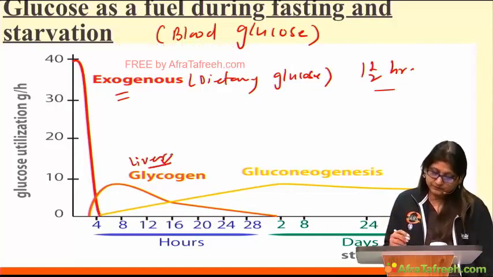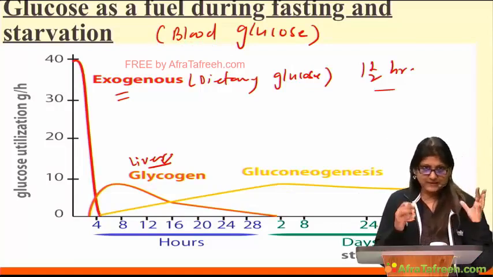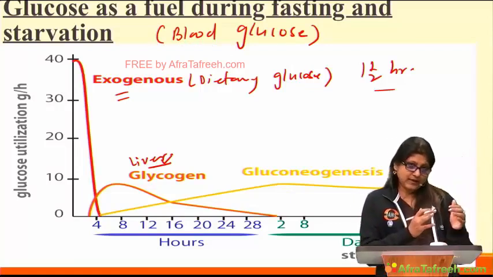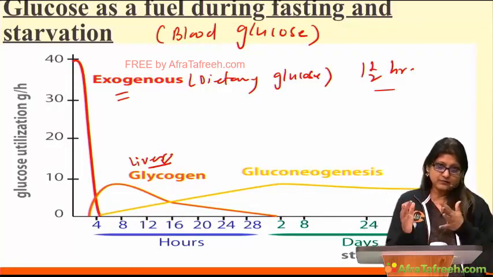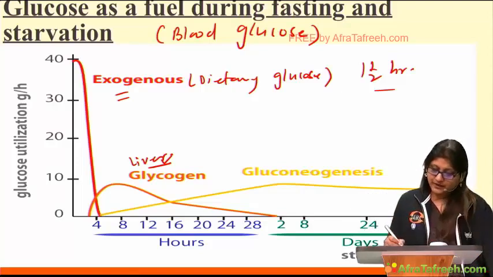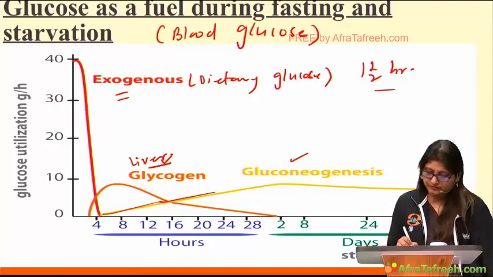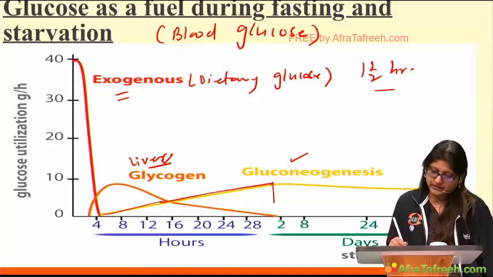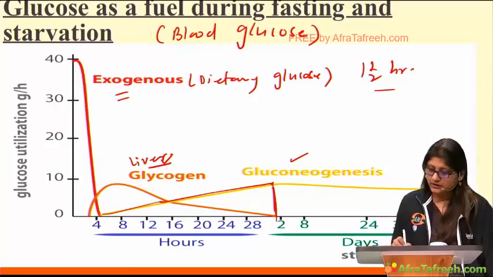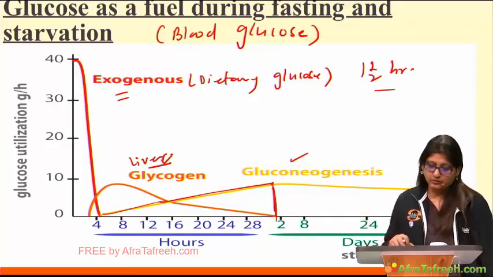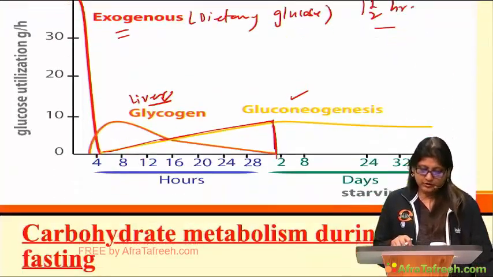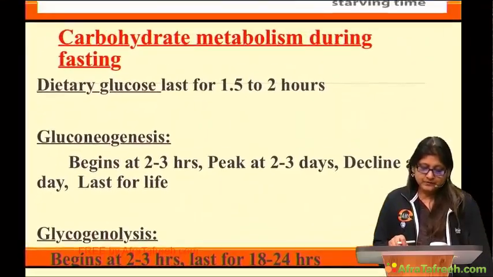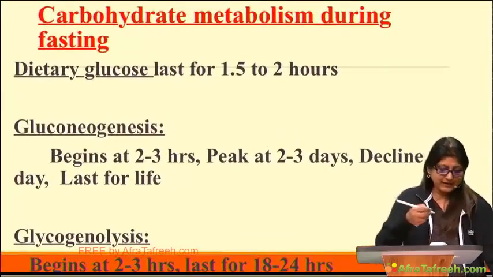And this breakdown, I'll be coming to the next slide. Its breakdown starts as early as 4 hours. It will be lasting for 18 to 24 hours. And gluconeogenesis, you can see this kind of peak is seen at around 2 to 3 days of fasting and starvation. After that, it's going to decline to a low level. So this is the picture which you're going to have, and this is the direct MCQ line.